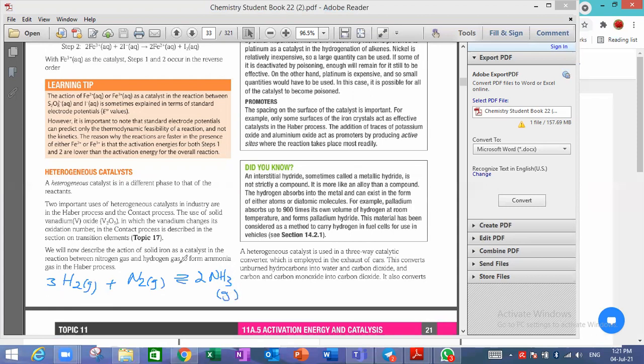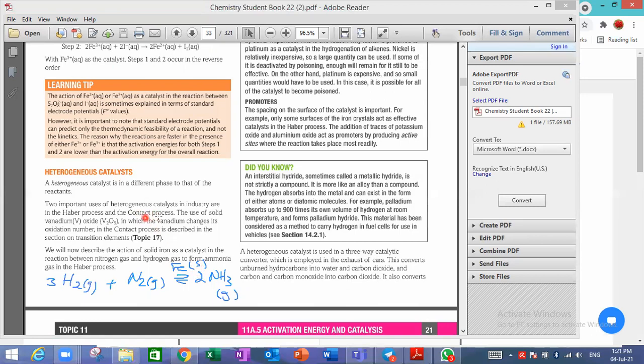And we said that we use iron as a catalyst. And iron here is in the form of a solid. So it's in a different phase than both reactants. Both of them are gases, but the catalyst iron is in the form of a solid.